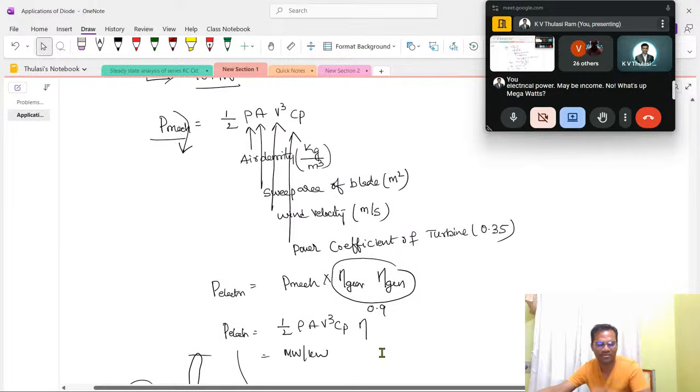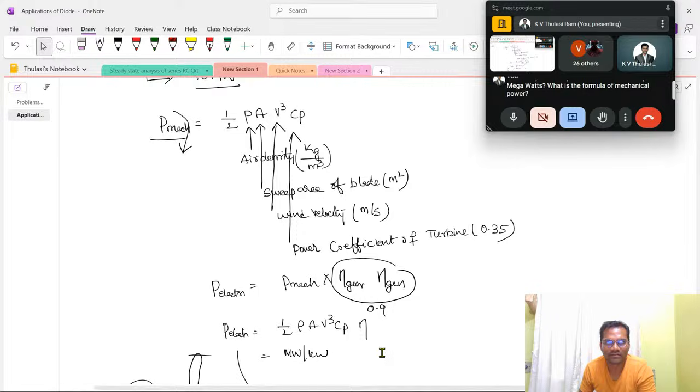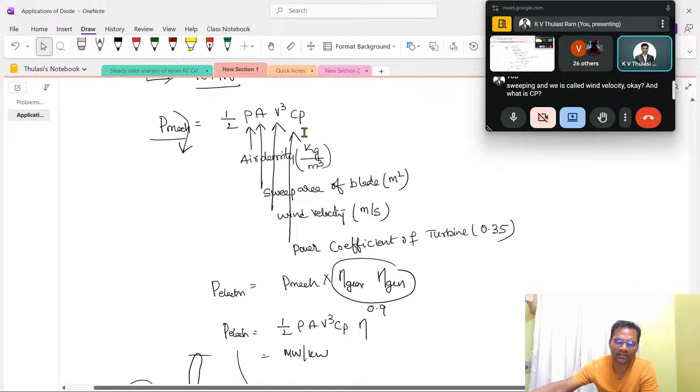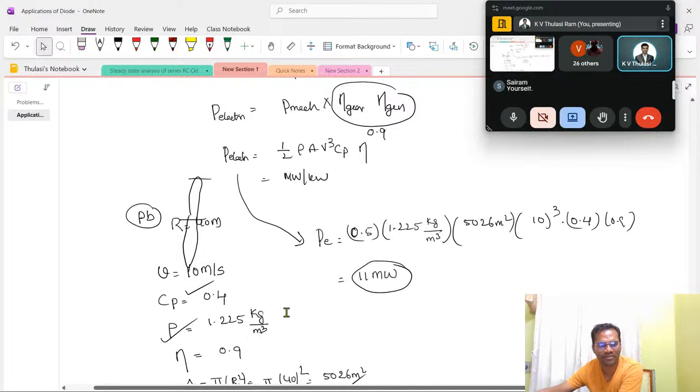So what is the formula of mechanical power? Half rho A V cube Cp. Rho is called air density. In the air we have low pressure and high pressure, that value you have to calculate. A is the sweep area of the blade, how much area the blade is sweeping, and V is called wind velocity. And what is Cp? Cp is called the power coefficient of the turbine. Generally, these turbines will have 0.35. When you multiply all these values, then you are going to get the electrical power generated by our turbine.